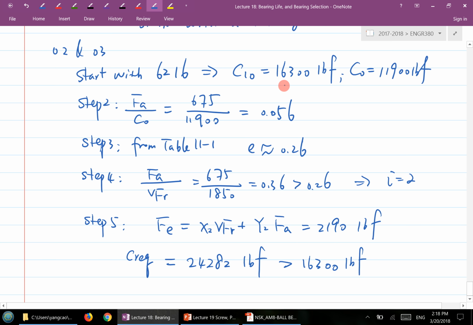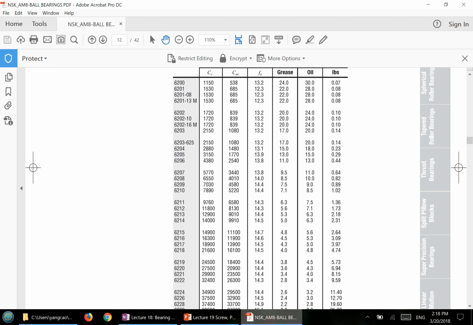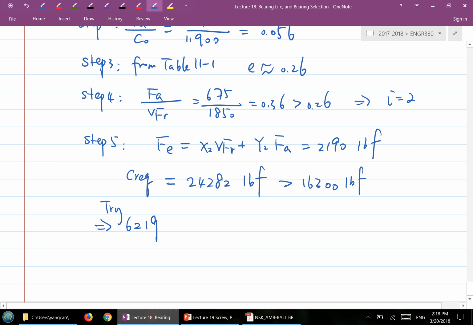If it's bigger than this C10, it means 6216 is not good enough. So technically speaking, you're going to have to go to the next choice, maybe 6219. You're going to have to try 6219 here. 6219 may be okay, maybe it's 24,500. So maybe okay.